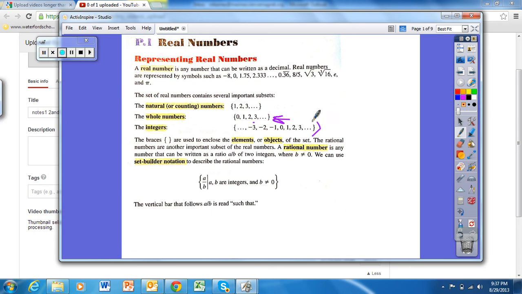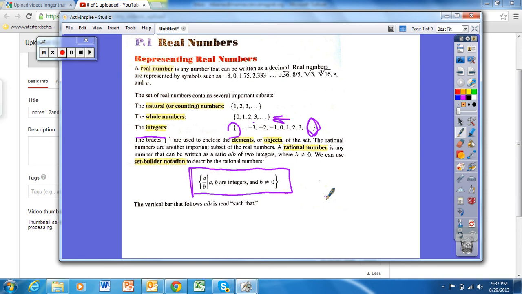These braces, you have to get used to using those. Those tell you that you have a set. It's used to enclose the elements or objects of a set. The rational numbers are the next one down after integers. A rational number, and this is the notation you'll see a lot in math moving forward, is read as a divided by b, such that a and b are integers and b is not equal to 0. Basically, a rational number is any number that can be written as a fraction.